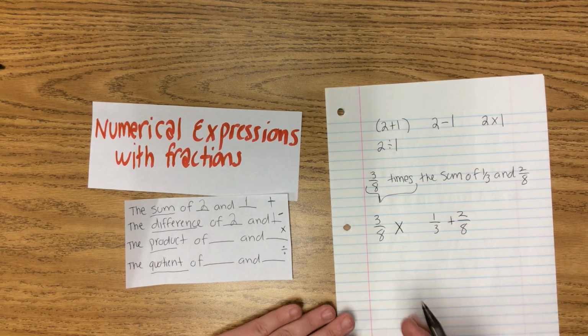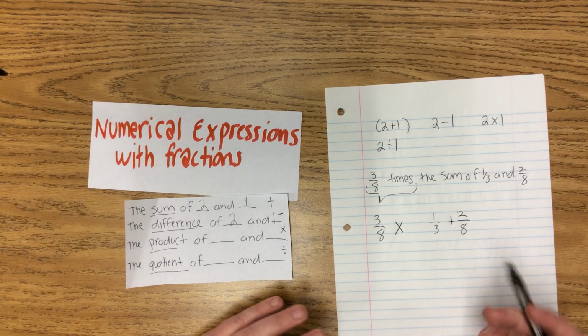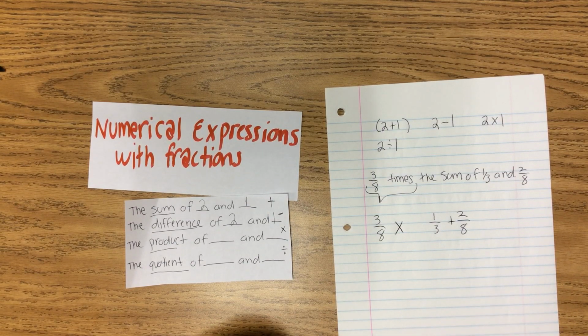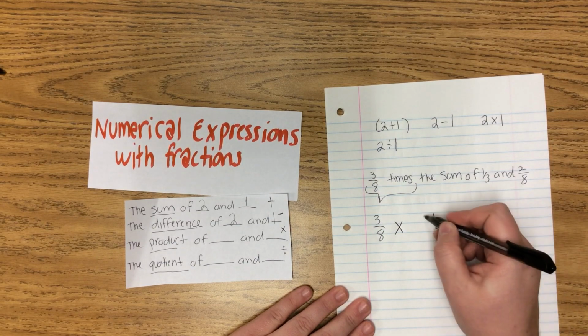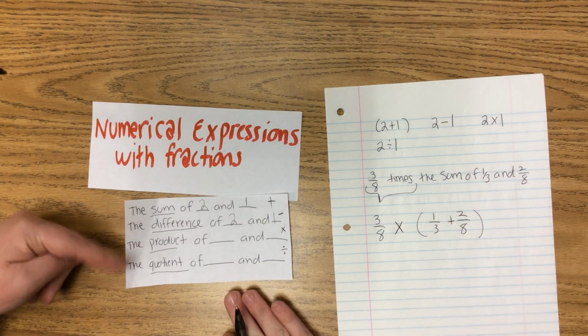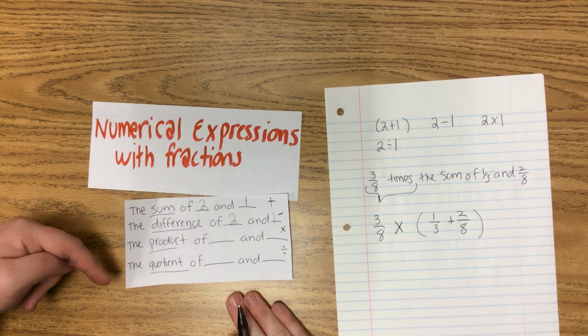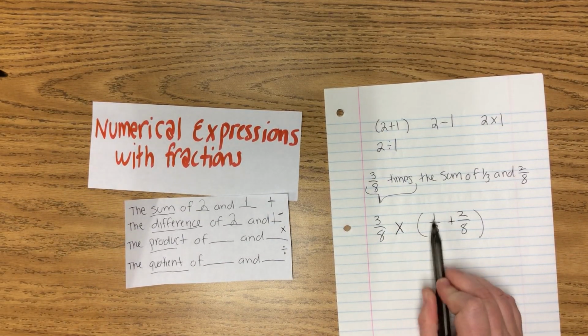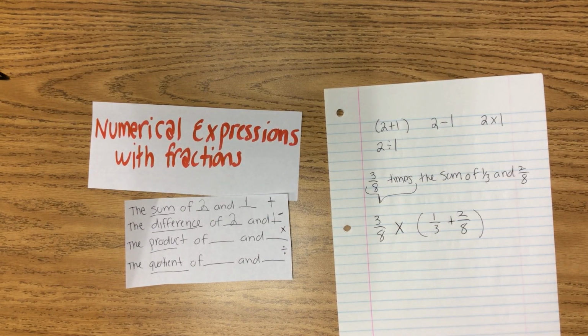The only thing you're missing is some parentheses, because you should always put parentheses around parts of your word problem that are grouped together. So when it says the sum of, that means they want you to do that first. So you're going to put parentheses around that. Anytime you see any of these, the sum of, the difference of, the product of, that's your clue to put parentheses around them. So 3/8 times (1/3 plus 2/8).